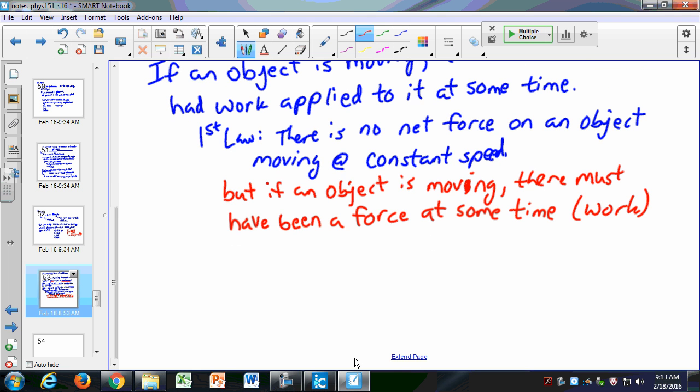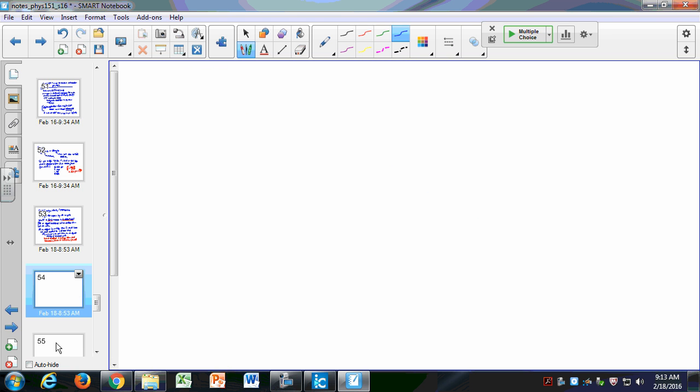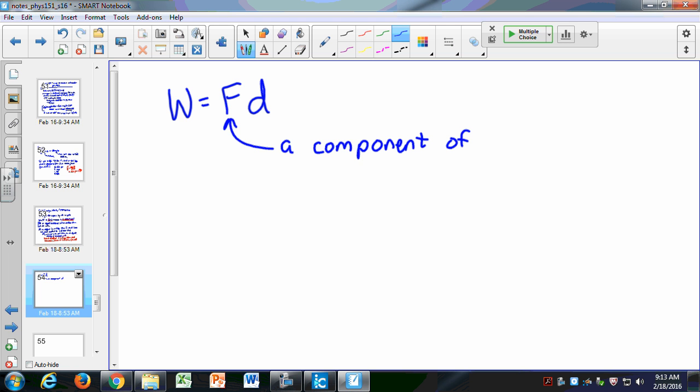Okay, so work is the product of force and displacement. Particularly, it is the component of the force that's in the same direction as the displacement. So this force is actually a component of the force in the same direction as the displacement.